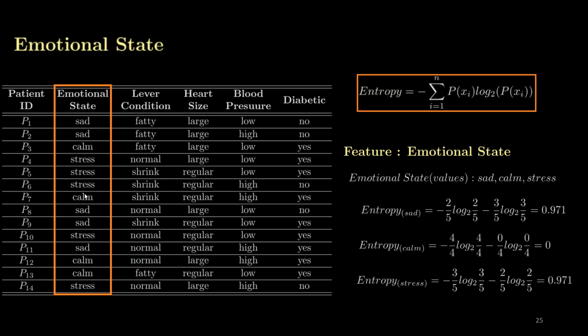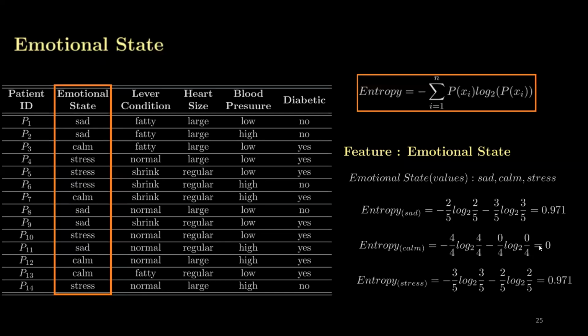So it is 1, 2, 3, and 4. So calm appears 4 times. Now, how many times does it appear with the yes label and how many times with the no label? The first appearance is with the label yes. The second appearance of calm is with the label yes. And the last 2 appearances of calm are with the label yes. So all 4 appearances are with yes, and there is no appearance with no. So in that case, it is 4 by 4, that is all of its 4 appearances are with the label yes, and there is no appearance with the label no. If we solve this, we will get the entropy value 0.